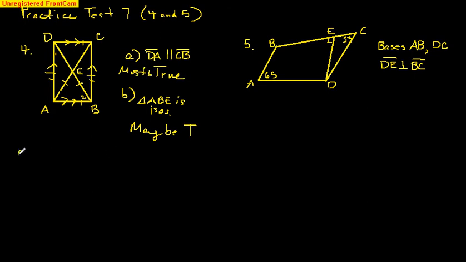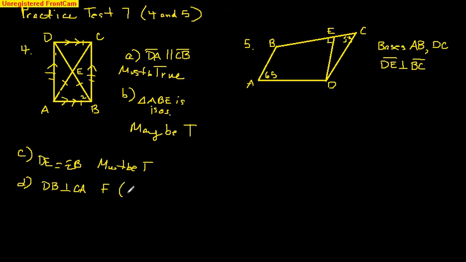All right, onward. C. It says DE is equal to EB. Okay, DE, EB, we know in a rectangle the diagonals bisect each other, so this one must be true. And D, we're going quickly here. DB is perpendicular to CA. Now this is a rectangle, not a square, so it would be false.